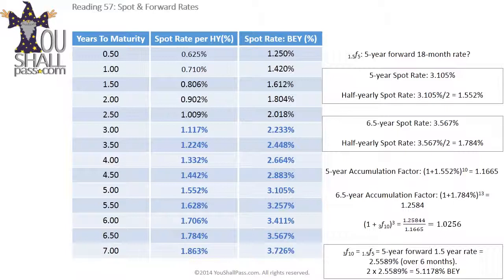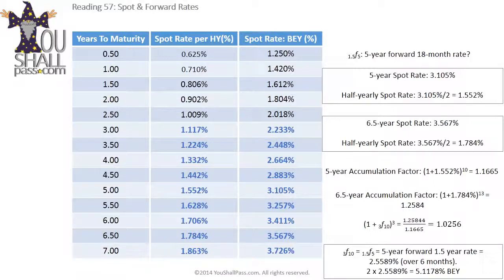We repeat the same working for the end period of 6.5 full or 13 half years, and that compounding accumulates to 1.2584. We then divide them both, and since the rate in question extends over 1.5 full or 3 half years, we take the cube root of this ratio and subtract 1. What you get then is your 1.5 year rate 5 years forward. And needless to say, you need to work through each and every step of this working before proceeding further with this video.